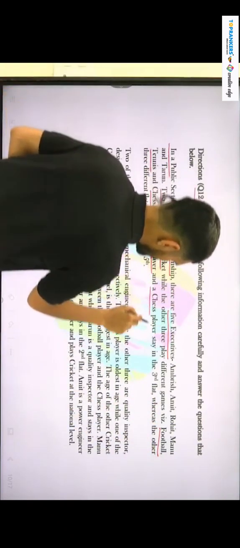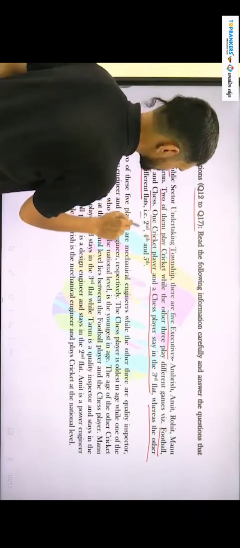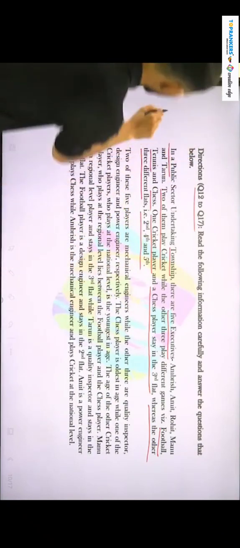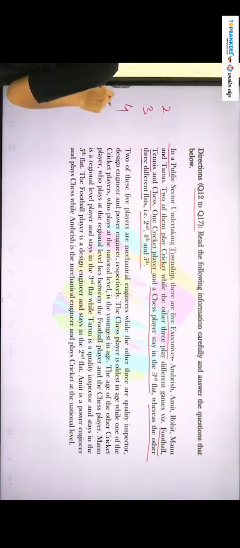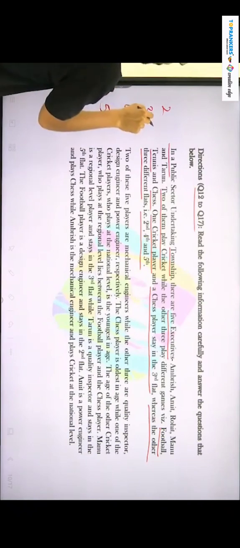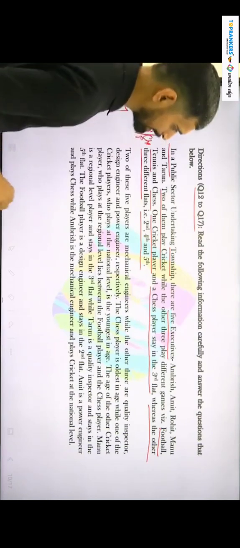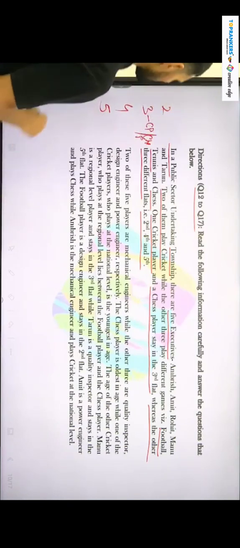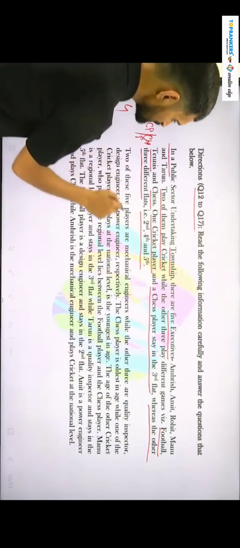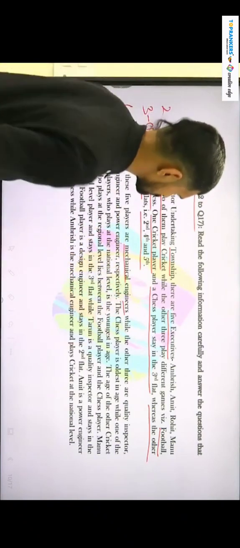One cricket player and a chess player stay in third flat, whereas the other three stay in different flats: second, fourth, and fifth. So we have second, third, fourth, and fifth flat. Here in third flat we have a cricket player as well as a chess player. Fine. Two of these five players are mechanical engineers.